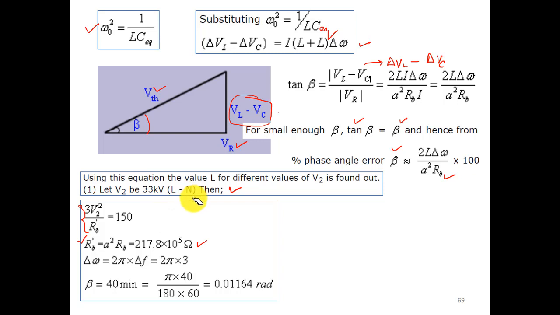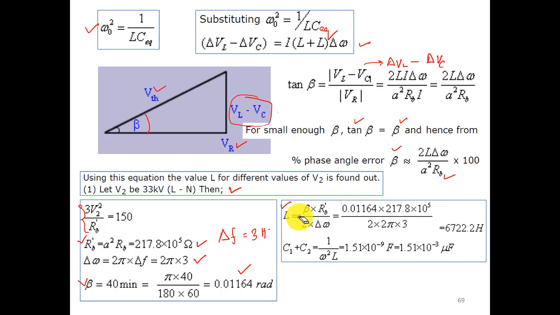We'll find delta omega, and then L. Delta omega we can find very easily, because the frequency deviation is already given in the question, that is 3 Hz. So delta omega is 2 pi delta F. Beta also we will calculate, 40 minutes, equal to 0.01164 radian. By substituting these values, we can find the value of L.